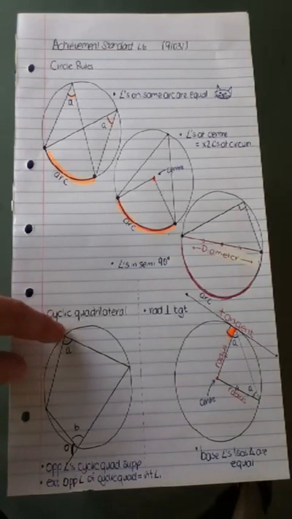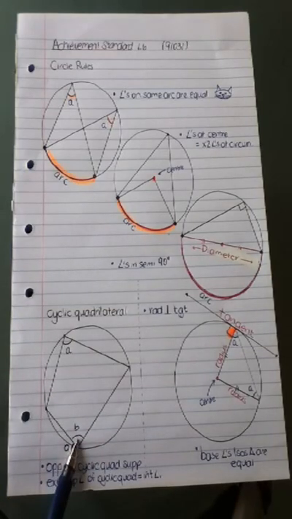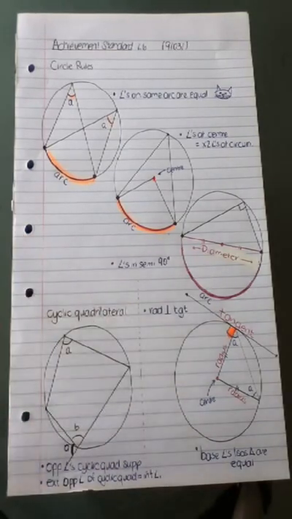The first is that the opposite angles, A and B, of a cyclic quadrilateral are supplementary. They will add up to 180 degrees. Likewise this angle and this angle.